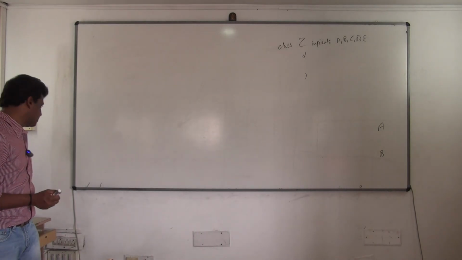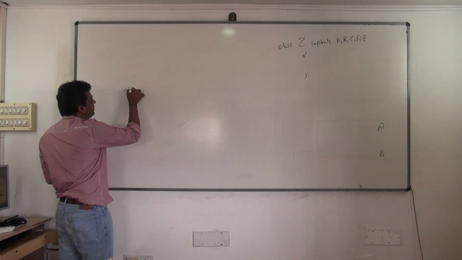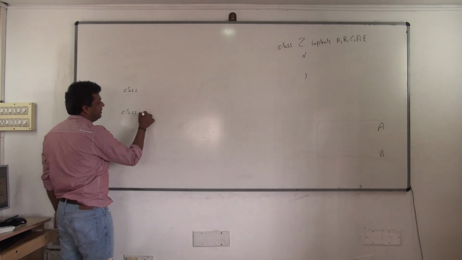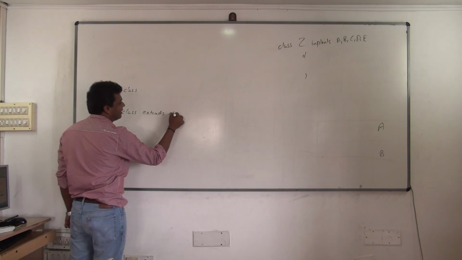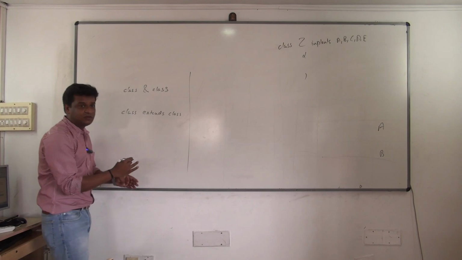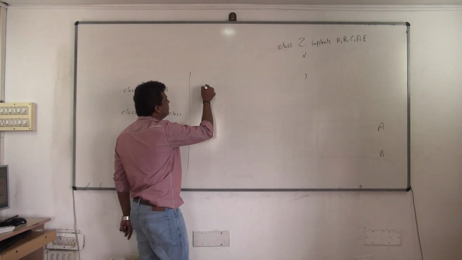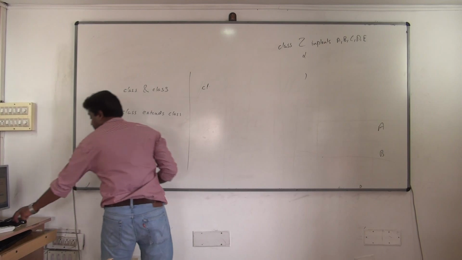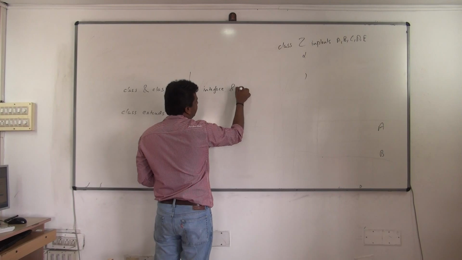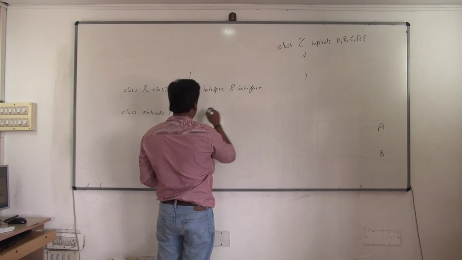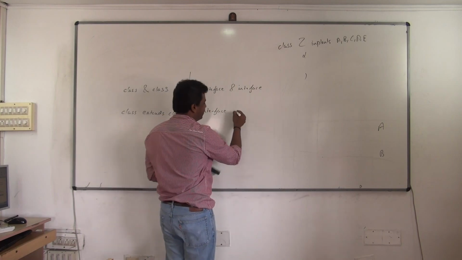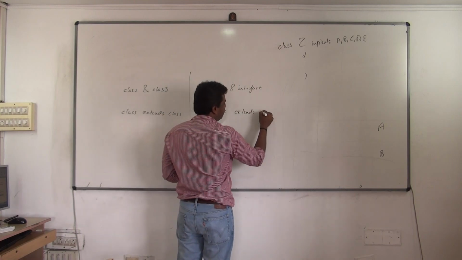Lastly, now see this. This is a very important thing. Supposing there's a class and a class. How do you relate a class and a class? A class always extends a class. This is the relationship between a class and a class. Now what is the relation between an interface and an interface? Again, an interface extends an interface.